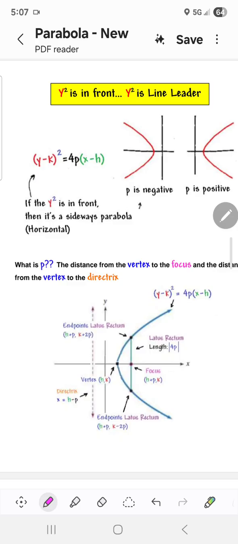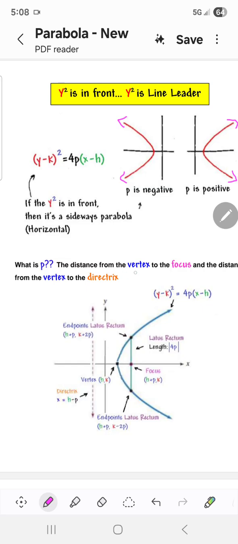Y squared is line leader. This time, if Y is in front, we're either going to open up left or right. And again, P is the one that is going to determine that. If P is negative, we're going to open up to the left. That makes sense. Negative numbers live to the left. And if P is positive, we're going to open up to the right. That makes sense because positive numbers live to the right.